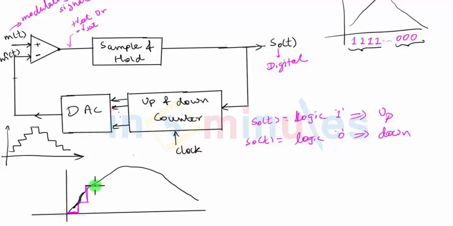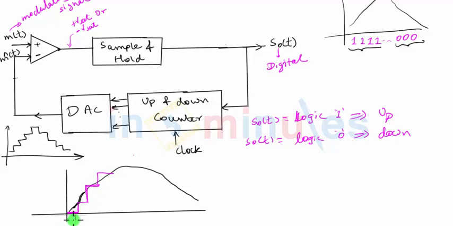You can see the output of the DAC will remain at this fixed value. Now why does the output of the DAC not change and remain constant? Because the output of the counter will change only when there is a valid clock pulse. So in one clock period, the output of the counter does not change, and hence the output of the DAC also does not change. You can see when the next clock pulse arrives, the output of the op-amp will again be plus Vsat, because you can see m of t is greater than m cap t. That means the output will be logic 1, and hence the counter will again count in the upward direction.